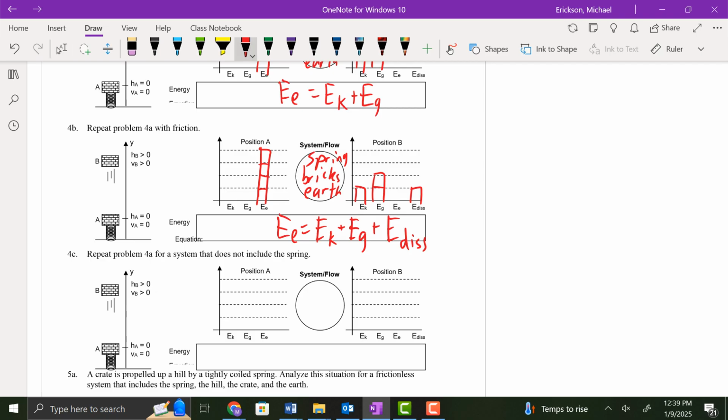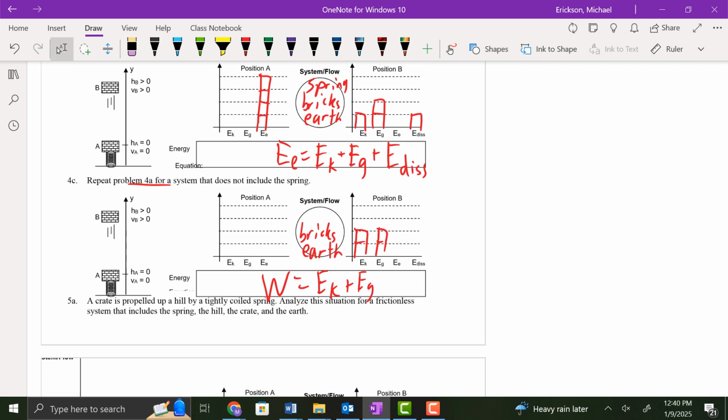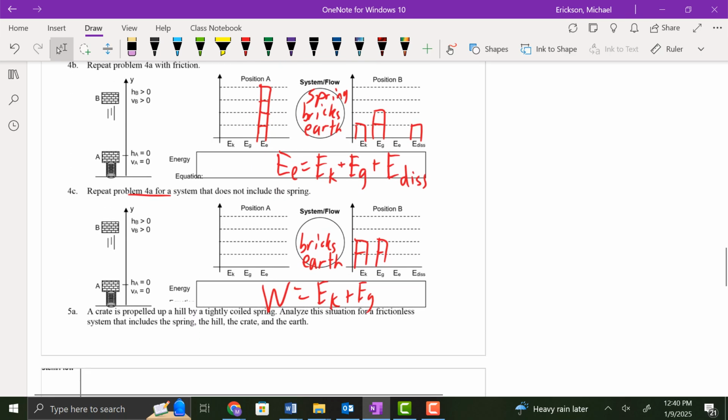And now I'm going to do 4C, which is a repeat of 4A, except we don't include the spring. All right, and this is what I got for 4C. So the spring energy became work, and that's equal to EK plus EG. There's no friction because it's 4A. So yeah, there we go.